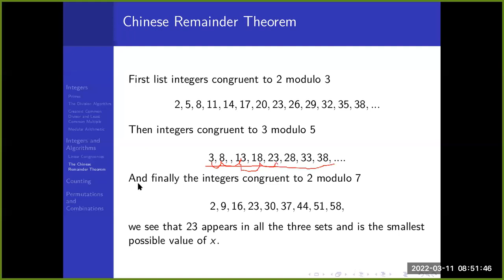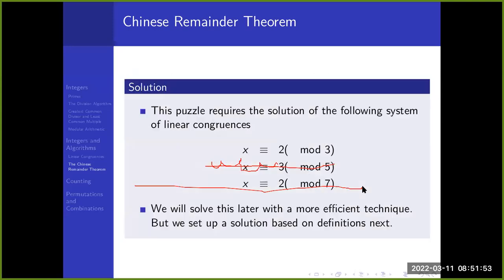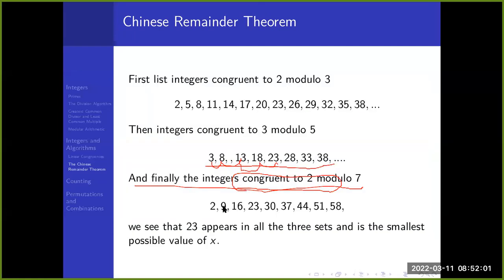We do the same for the next one. Look for all integers that are congruent to 2 modulo 7, or at least go as far as we can. And this is the last equation. This is what we are trying to solve. Find all integers that are congruent to 2 modulo 7. So we start from 2 and keep going until we are tired.